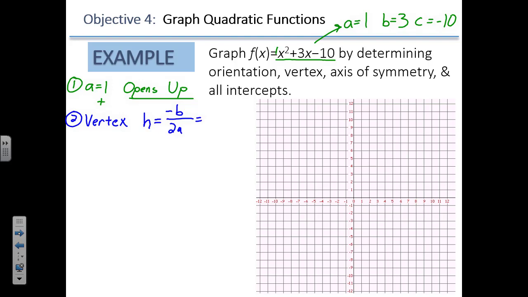Based on our coefficients, that means we're going to have negative 3 divided by 2 times our a value of 1. Or in other words, negative 3 halves. So that means that our x-coordinate is going to be 1.5 units to the left of the origin. We have to figure out how high or low that is by finding our k value.